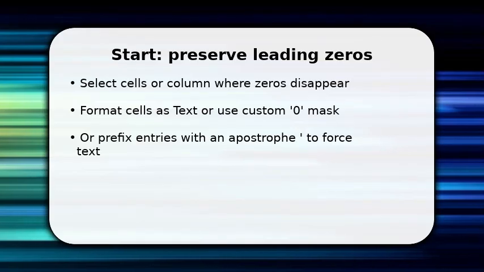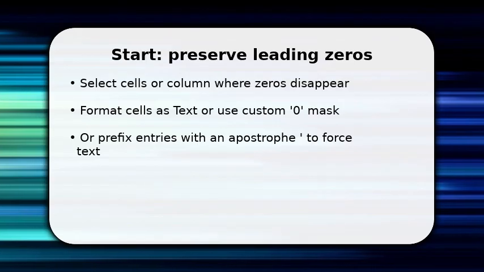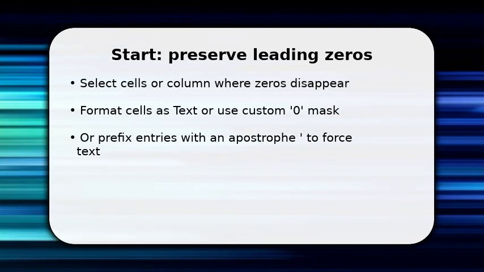You begin by selecting the exact cells or column where Excel strips leading zeros. Format them as text from the Home ribbon. This tells Excel to stop interpreting numbers. Alternatively, apply a custom format like 00000 to keep fixed-length codes.